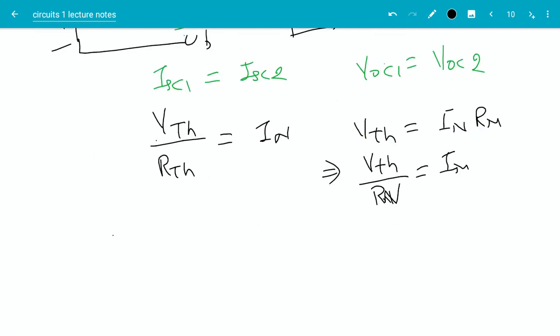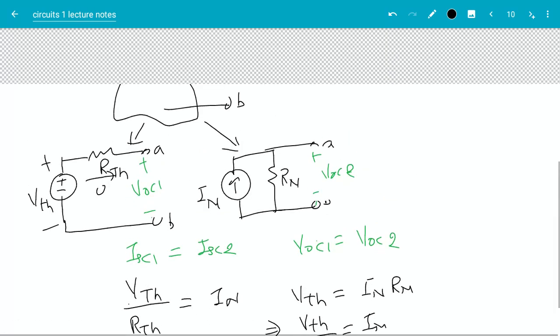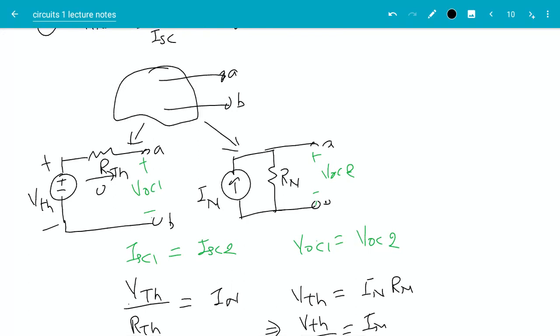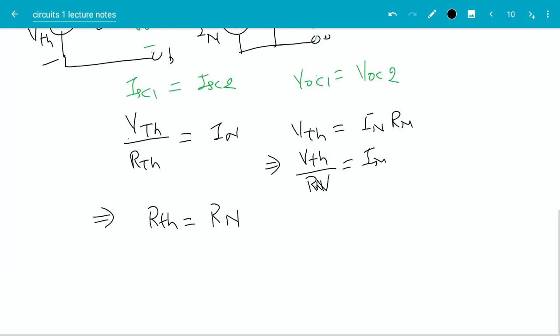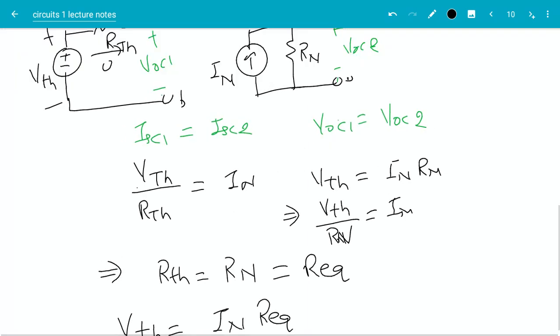If you look at these two equations, this implies RTH is equal to RN. What that means is the resistor in the Norton equivalent circuit and the resistor in the Thevenin equivalent circuit are equal. Let's call this R equivalent. Now that we have R equivalent, we know the Thevenin voltage should be equal to the Norton current times R equivalent, and this R equivalent is the same resistor in both circuits. So now we have a complete relationship between all these quantities. This is one way you can see this relationship.